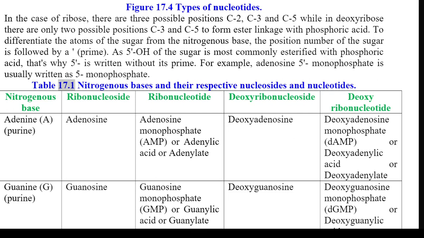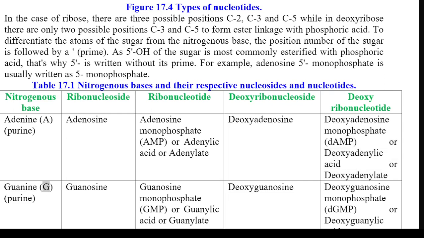Table 17.1 Nitrogenous bases and their respective nucleosides and nucleotides. Nitrogenous base. Ribonucleoside. Ribonucleotide. Deoxyribonucleoside. Deoxyribonucleotide. Adenine, A. Purine. Adenosine. Adenosine monophosphate, AMP, or adenylic acid or adenylate. Deoxyadenosine. Deoxyadenosine monophosphate, dAMP, or deoxyadenylic acid or deoxyadenylate.